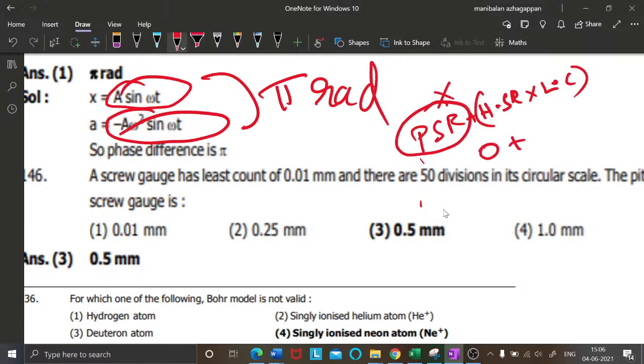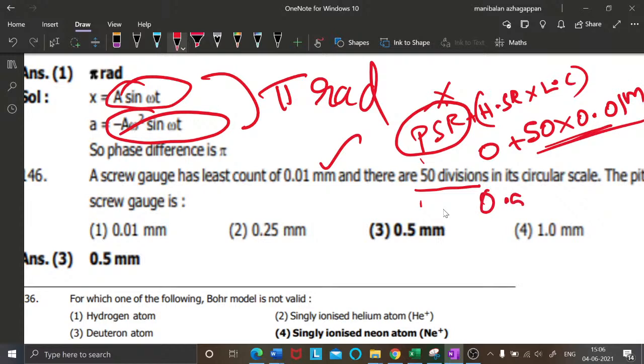Head scale is how much? That's going to be the circular scale, which has 50 divisions. Least count is how much? 0.01 millimeter, it is given in the question. If you multiply this, you'll get 0.5 millimeter. So the answer will be exactly half a millimeter. Option 2.